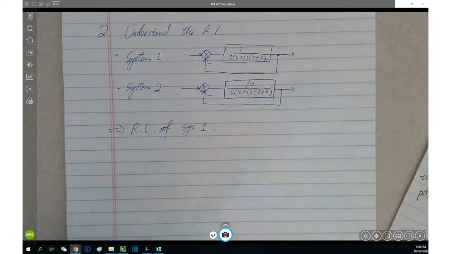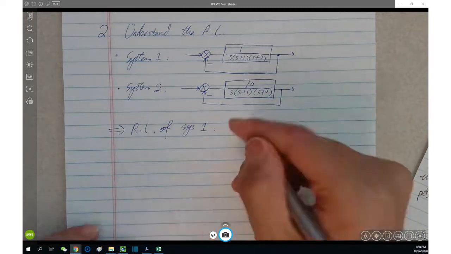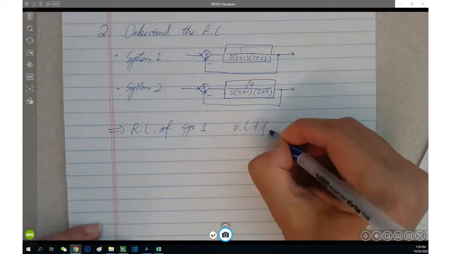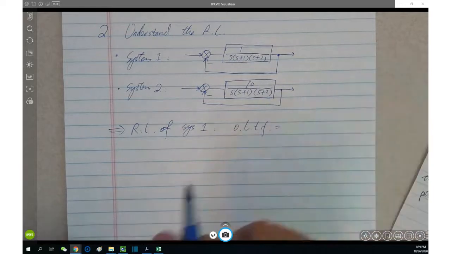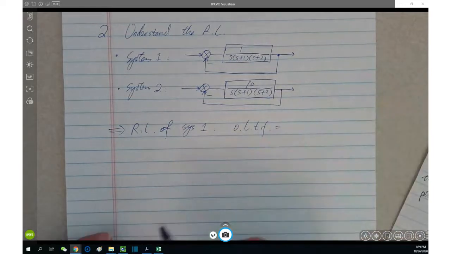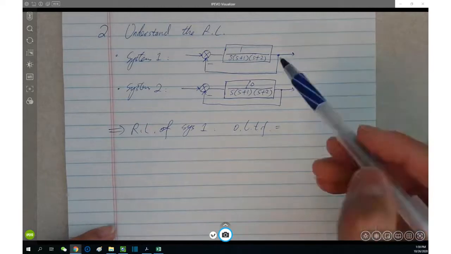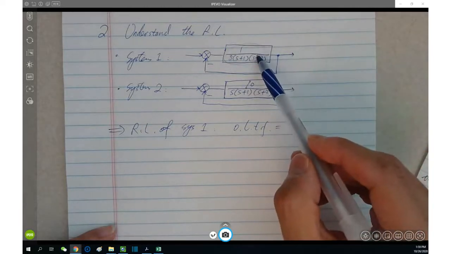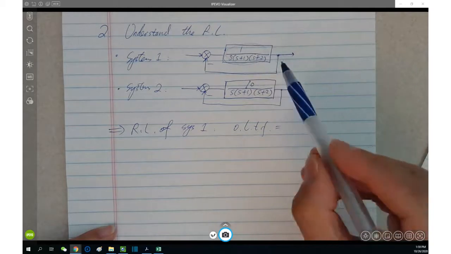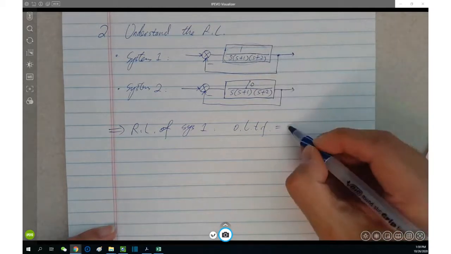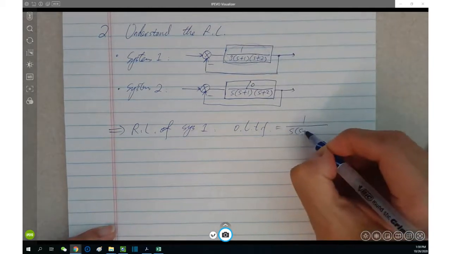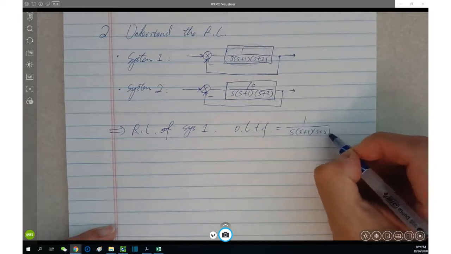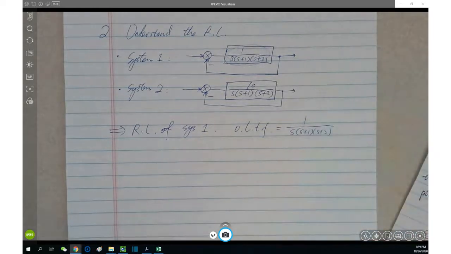Since we just mentioned that to plot the root locus, we need the open loop transfer function, right? Therefore, the open loop transfer function for system one is what? Forward transfer function times the feedback transfer function, right? Which is 1. Remember? This is the definition for the open loop transfer function. Very important.